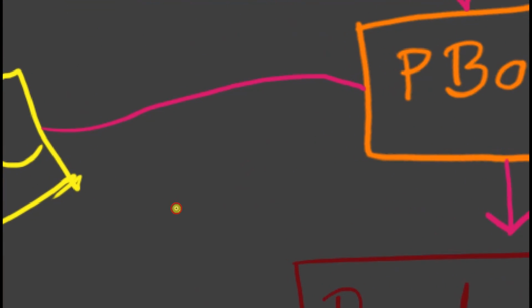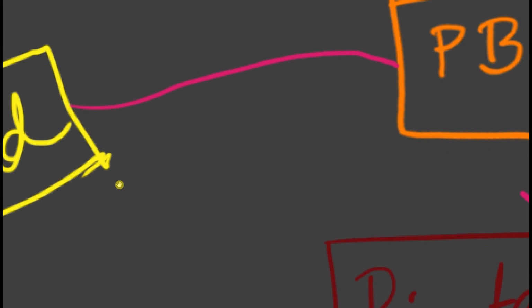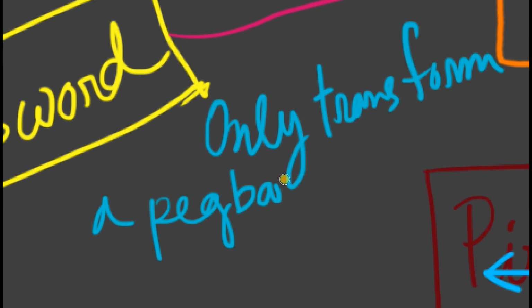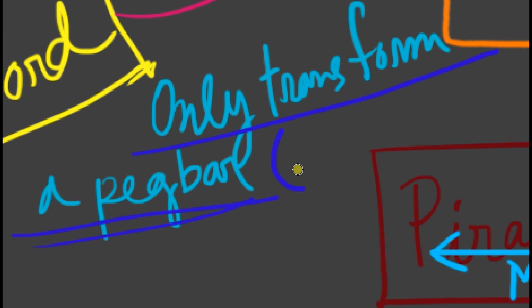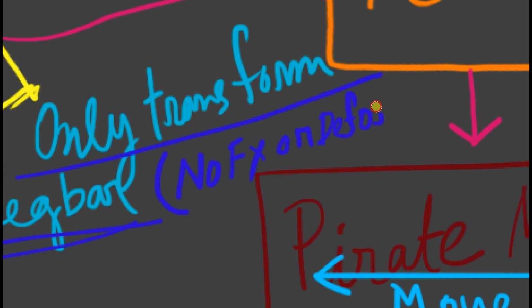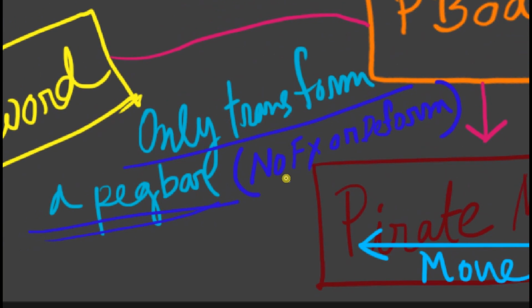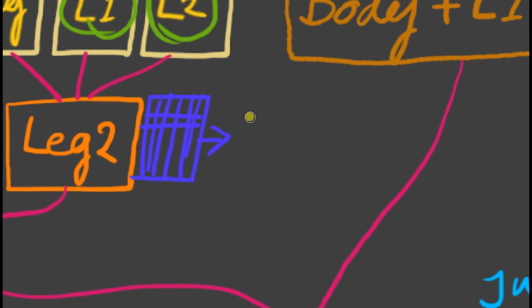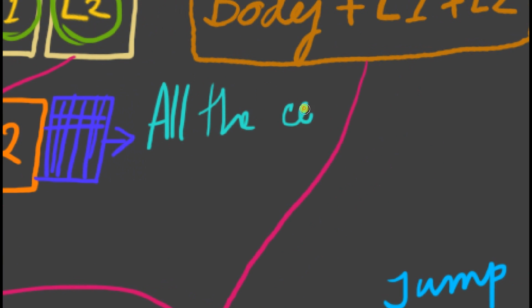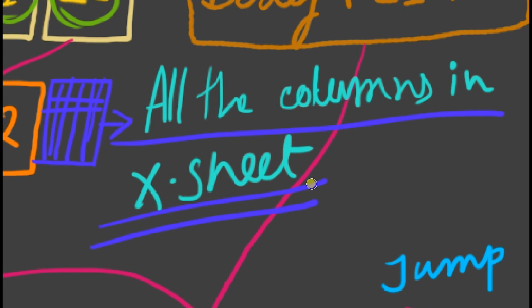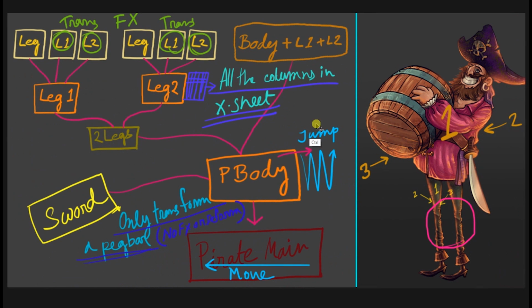And for the other method, using the peg bar, you can only transform a peg bar. You cannot add any effects or deform a peg bar, and also a peg bar does not appear on the X-sheet, so you have to animate them from the function editor window. But the good thing about using peg bar parenting is you're going to have all the columns in your X-sheet, so you can see all the keyframes where you are animating for all the layers. So these are the pros and the cons of using these two different methods.